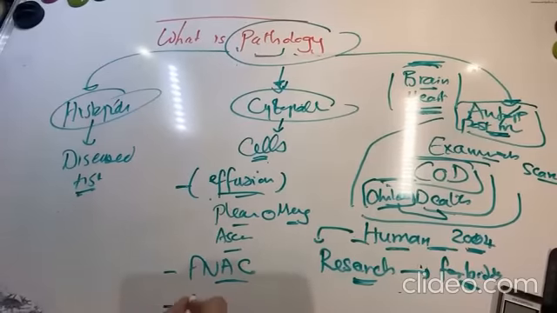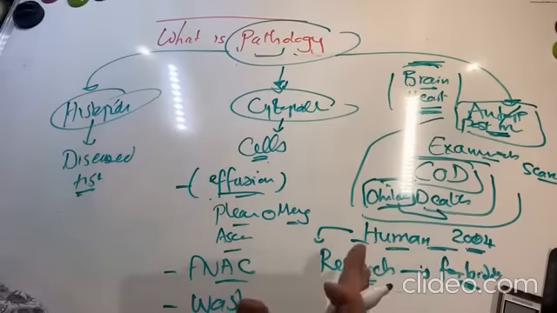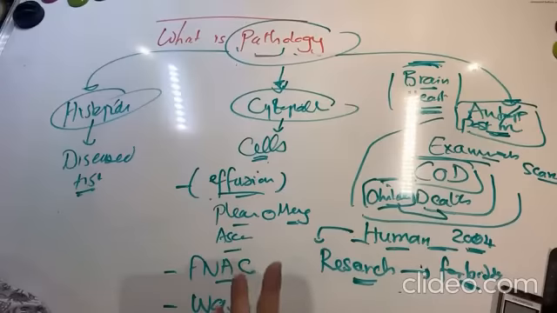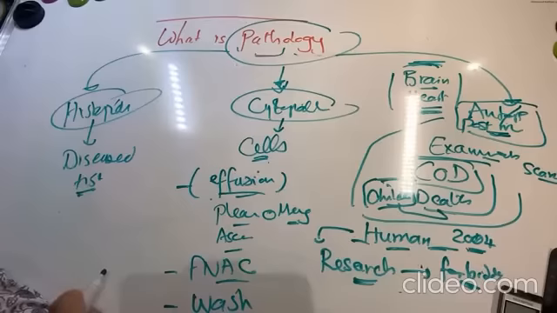The other way is to get washes. Wash means, say you are in an operation and you need more cells, so you apply some fluid into the peritoneal cavity and then wash the peritoneal cavity, take this wash, spin it, and you get the cells. This is called wash.